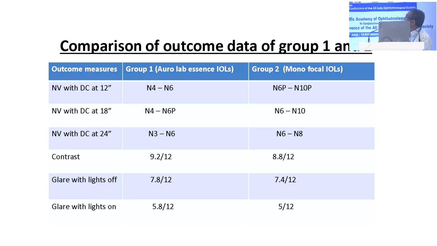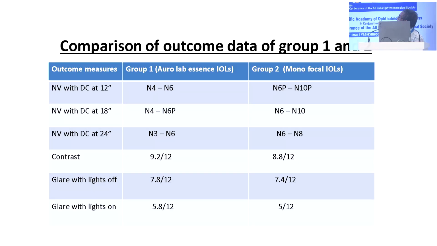So, when we compare the two groups, what did we find? That near vision correction at 12 inches with distance vision correction varies from N4 to N6 with the Oro, and with the monofocal, and when I'm talking about mono, I'm talking about premium monofocal lenses, that's N6 to N10. And near vision at 18 is still N4, N6, and this goes here. And at 24 inches, this is N3 and N6 sometimes.